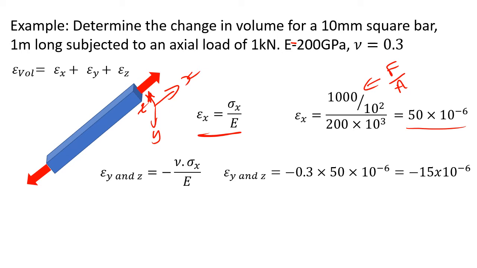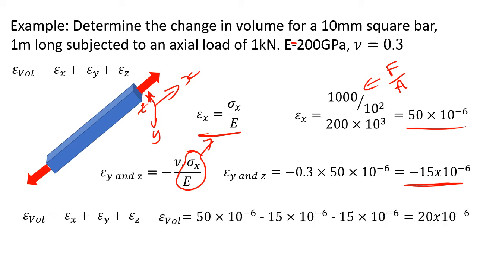And we can see there we've already worked out what this value is effectively here. So you'll notice that that value there is just the strain in the x direction. So we've worked that out at 50 times 10 to the minus 6. So we put that in, multiply it by minus 0.3, gives us the strain in the y and the z directions. So all we need to do, if we add those three up, we can work out the change in the volumetric strain, and then we should be able to work out what the change in volume is.